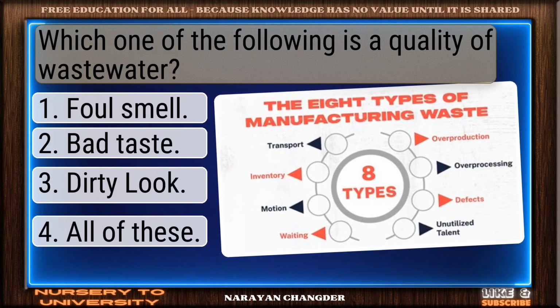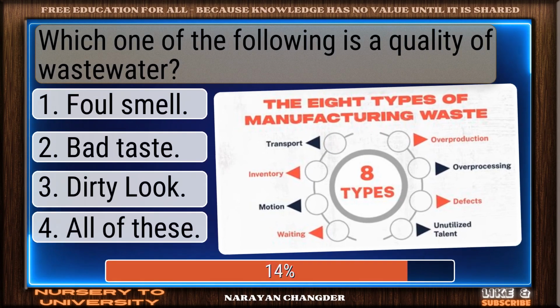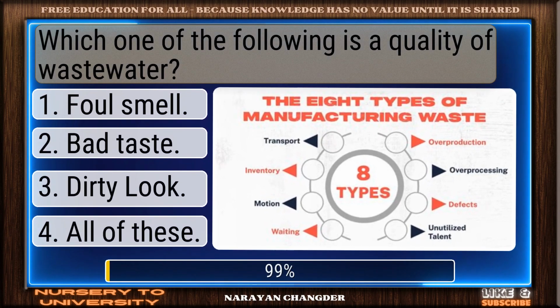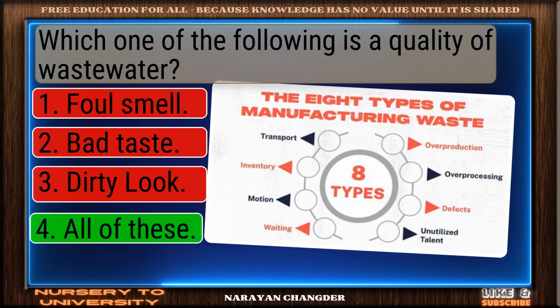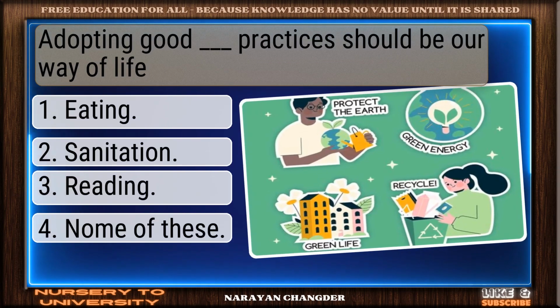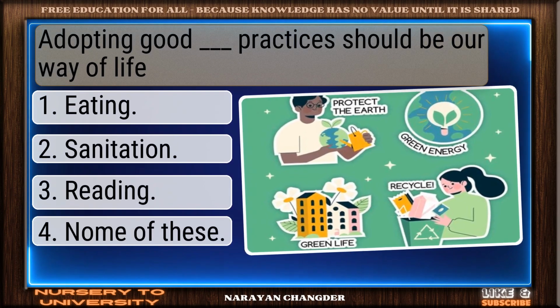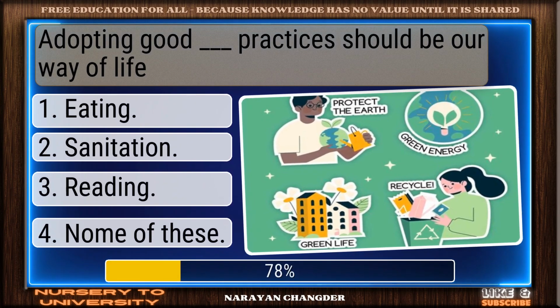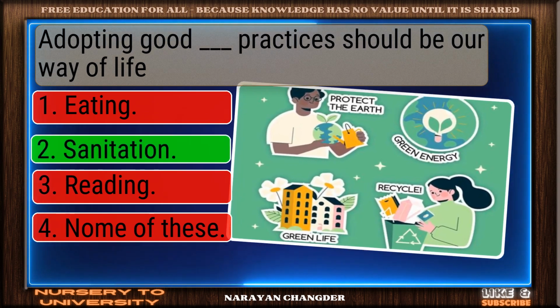Question number 62. Which one of the following is a quality of wastewater? Well reasoned. All of these is the correct choice. Question number 63. Adopting good practices should be our way of life. Smart pick. Sanitation is the correct choice.